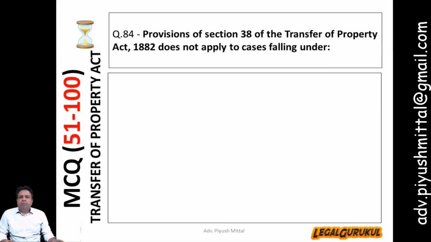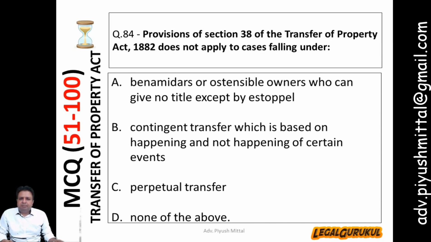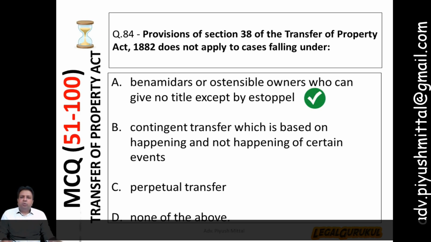Question number 84. Provisions of Section 38 of TPA does not apply to cases falling under A. Benamidars or ostensible owner who can give no title except by estoppel. B. Contingent transfer which is based on happening or not happening of certain events. C. Perpetual transfer. D. None of the above. And the correct answer is A. Benamidars or ostensible owners who can give no title except by estoppel.